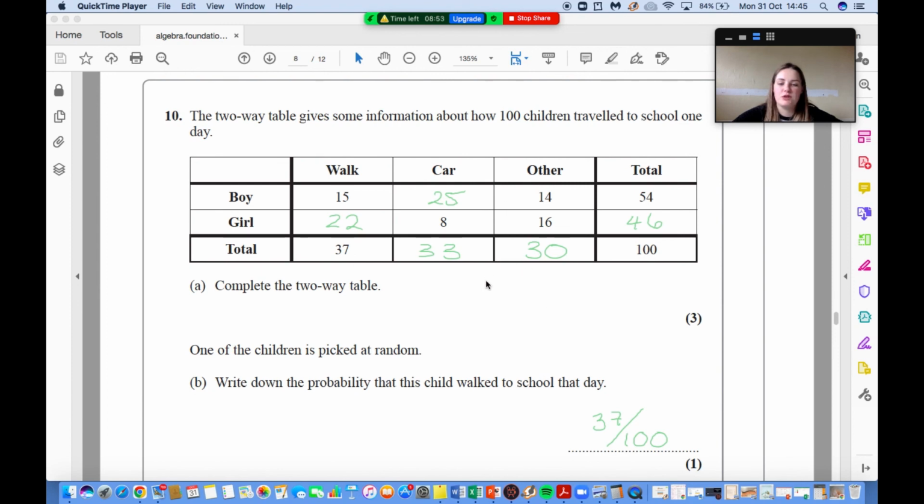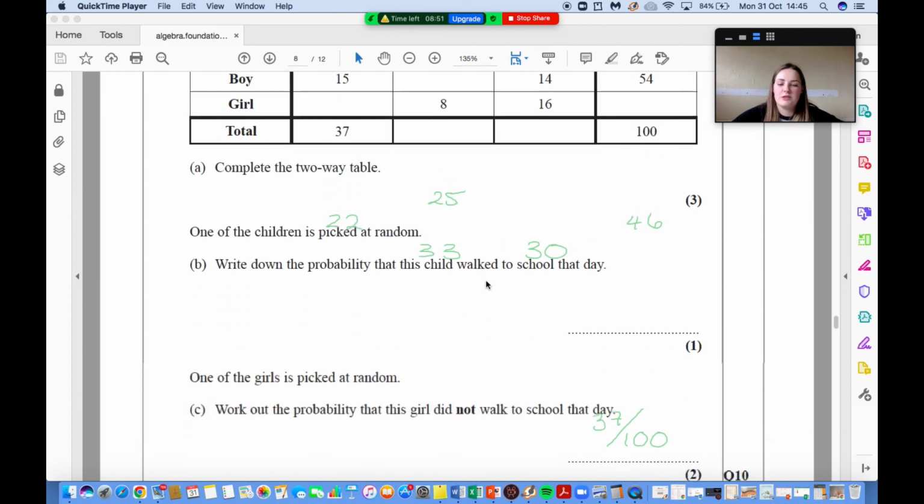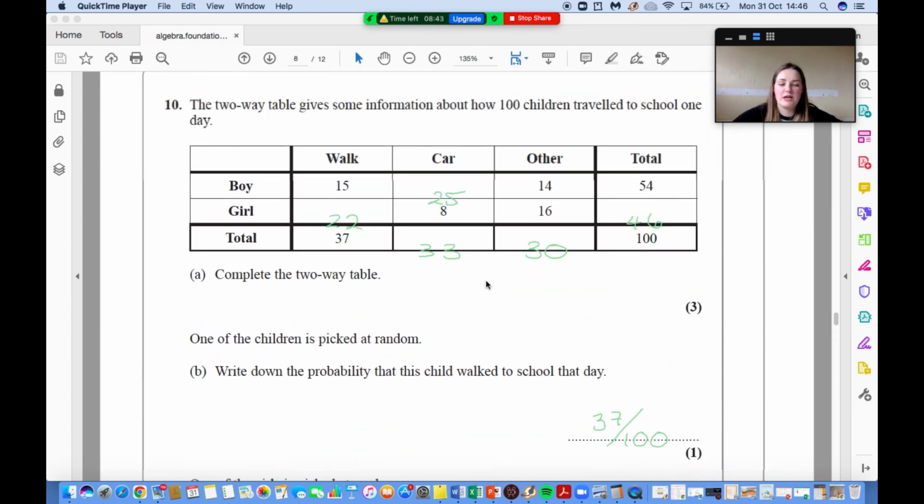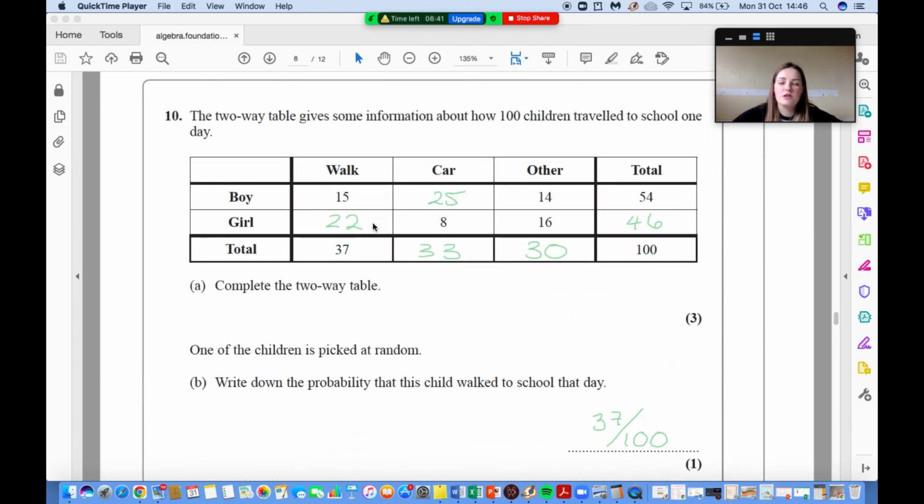Now then, the last question is, one of the girls is picked at random. What's the probability that she did not walk to school that day? So one of the girls was picked at random. Here's the girls. We've got 46 girls. Here it says girl, you've got walk, car, other, total. So there are 46 girls altogether.